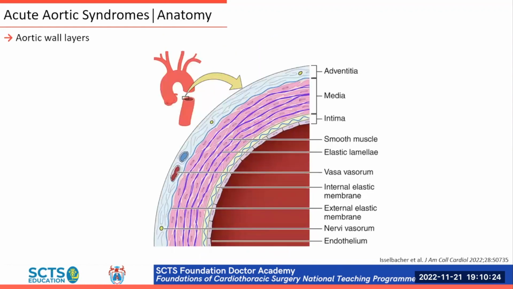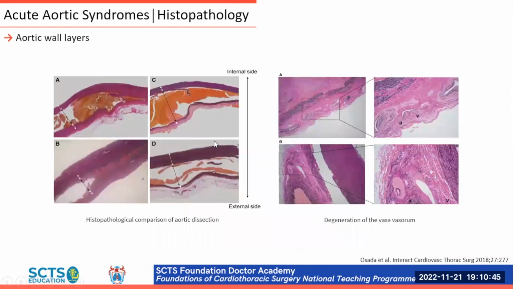Anatomy is very important. Especially, understanding the aortic wall layers is the key to fully comprehending the acute aortic syndrome. The adventitia, the external layer, the media, and the intima. Just bring your focus to the so-called vasa vasorum. This is the typical histopathological feature of a dissection.